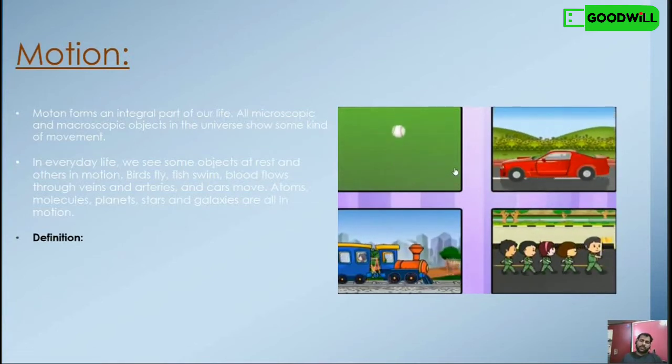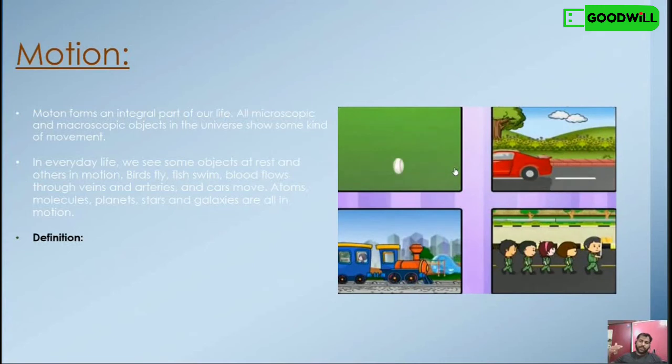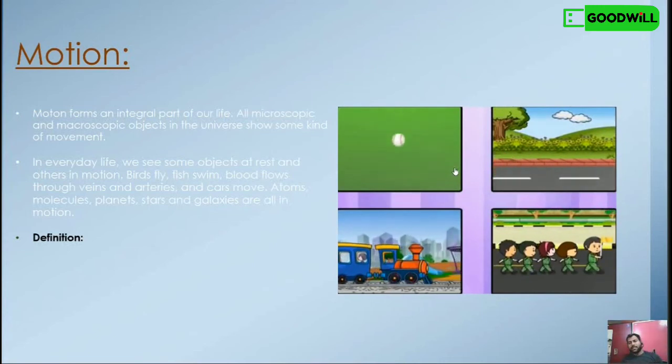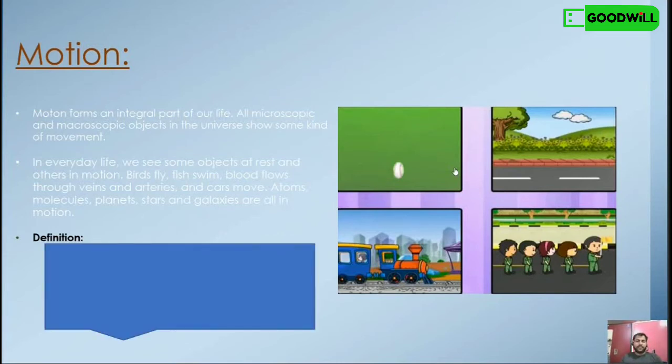For example, the ball is moving up and down, the car is moving on the roadside in a straight line, and similarly the train. The kids are good kids in a queue, but you can find some boys running in and around, making paths, so there is movement from one place to another. So with this discussion, now we can decide it is time to define what is called motion. So let's see the definition of motion.